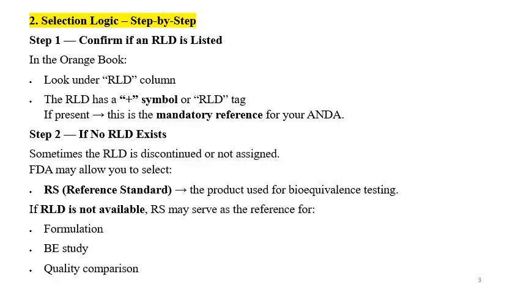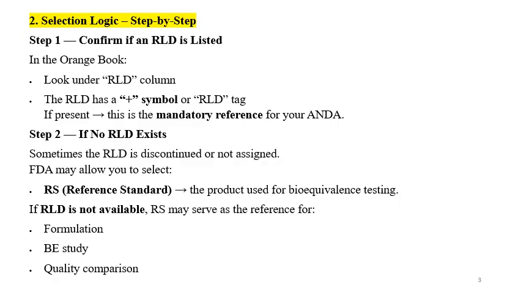Step 2, if RLD is not there or if no RLD exists, then sometimes the RLD is discontinued or not assigned. FDA may allow you to select RS. RS is a reference standard, the product used for the bioequivalence testing. If RLD is not available, RS may serve as the reference. For example, if RLD is discontinued, then FDA will provide you the reference standard to perform the bioequivalence studies. RS may serve as a reference for the formulation, BE study, and quality comparison.